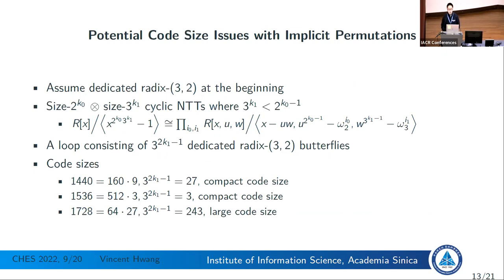Another detailed consideration about Good-Thomas FFT is about the code size issues for the implicit permutations. After a systematic study for computing the tensor product of size 2 to the k0 NTT and the size 3 to the k1 NTT, we find that we need a code for 3 to the 2k1 minus 1 dedicated radix 2 butterflies. And we want this quantity to be as small as possible to have an implementation with compact code size. For the first two convolutions, they admit compact code size implementations. But for the third convolution, size 1728, we need something like 243 dedicated radix 2 butterflies, and this is unacceptable for microcontrollers.